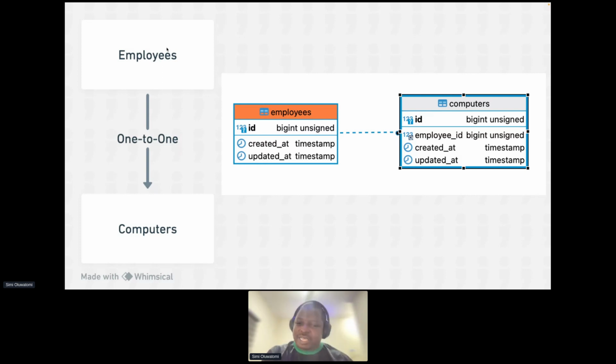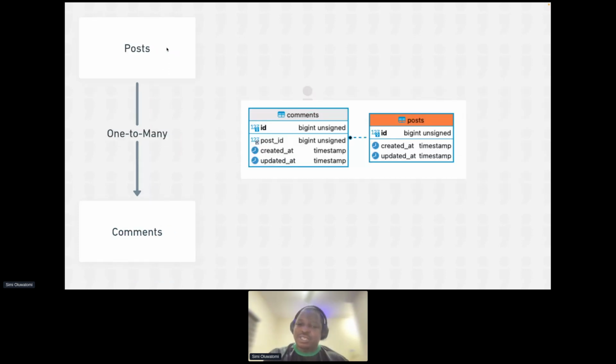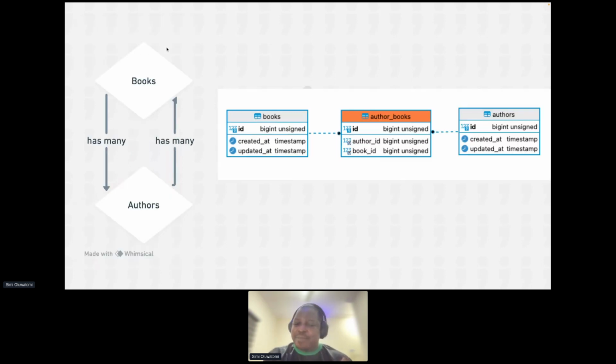A post is going to have many comments. So this is a one-to-many relationship. Then a book can have many authors, and many authors can write a book. So in the first 2 relationships that we have been looking at, the relationship exists only between 2 tables. But in this relationship, the relationship exists between 3 tables. So we introduce an intermediate table to manage the relationship between those 2 other tables.